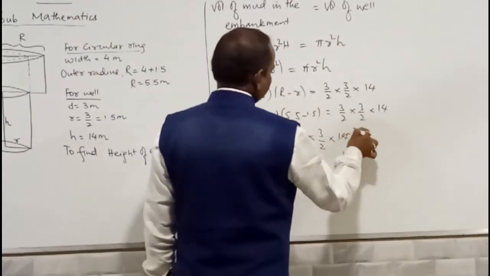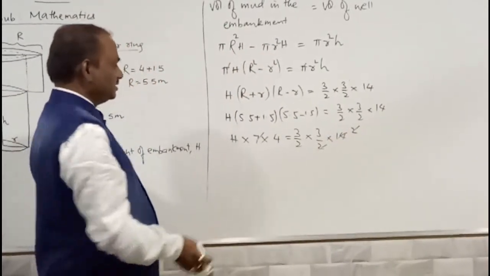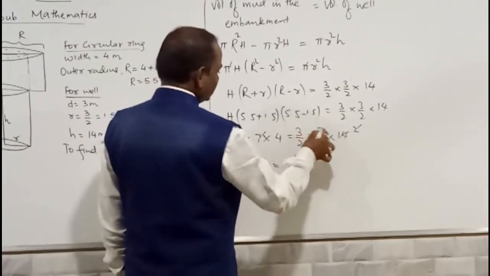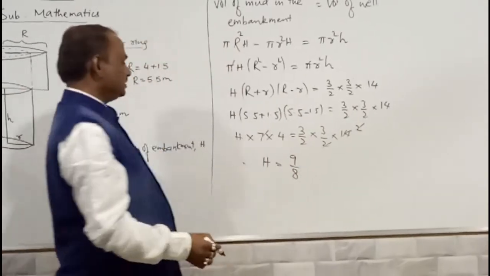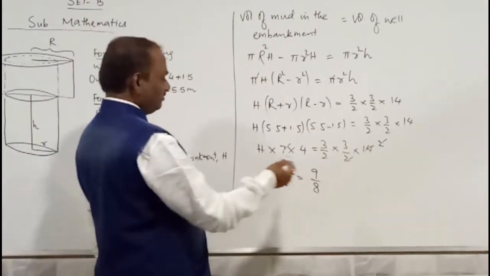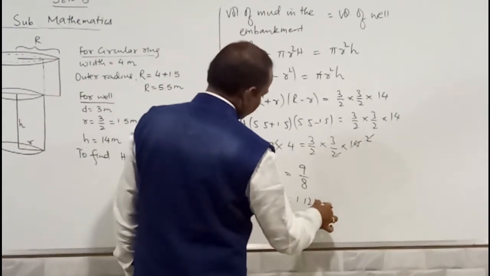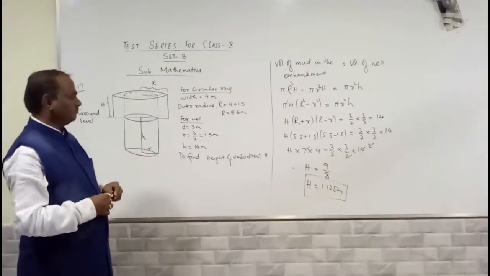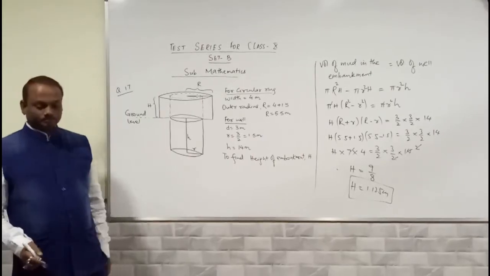7 into 2 is 14, 2 gets cancelled. Now nothing else gets cancelled, this 4 will come here. So I get capital H is equal to 9 upon 4 into 2, that is 9 upon 8. So H is equal to 9 by 8. If I go for the calculation, I think I'll get 1.125 meter. So the height of the embankment is 1.125 meter. This is the way we need to tackle this kind of sum.